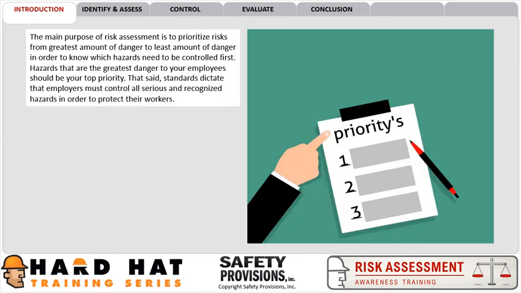The main purpose of risk assessment is to prioritize risks from greatest amount of danger to least amount of danger in order to know which hazards need to be controlled first. Hazards that are the greatest danger to your employees should be your top priority. That said, standards dictate that employers must control all serious and recognized hazards in order to protect their workers.